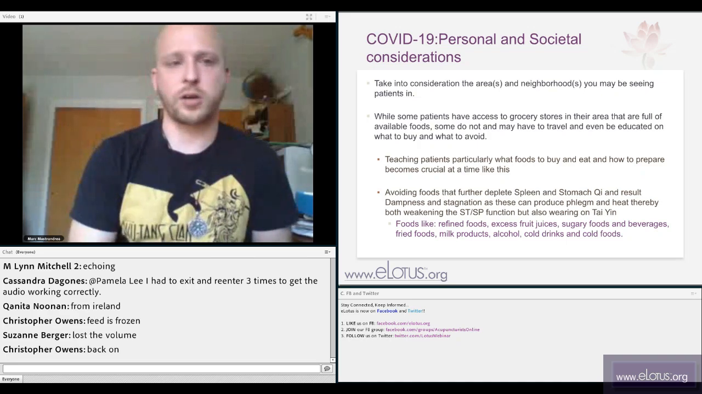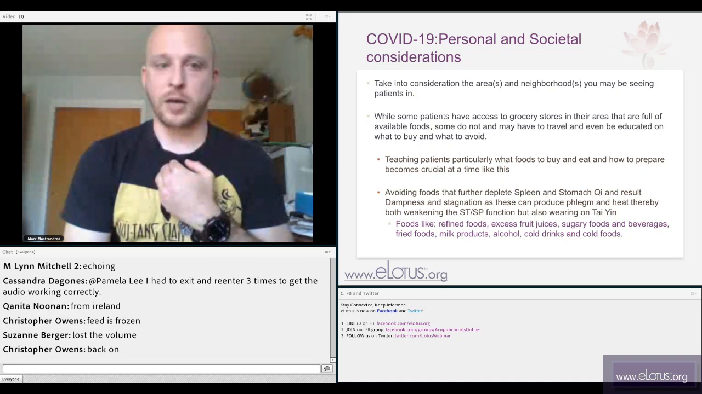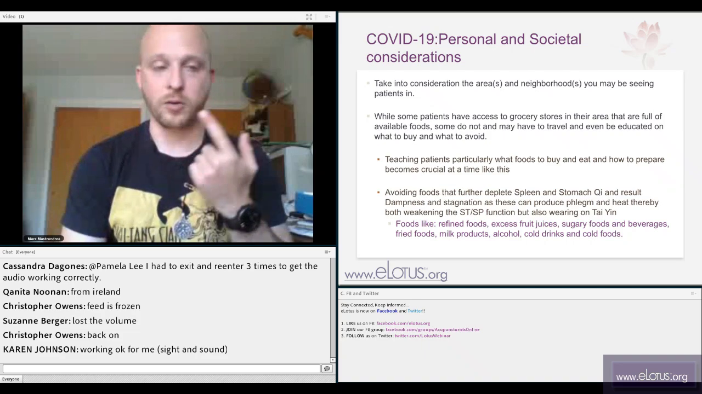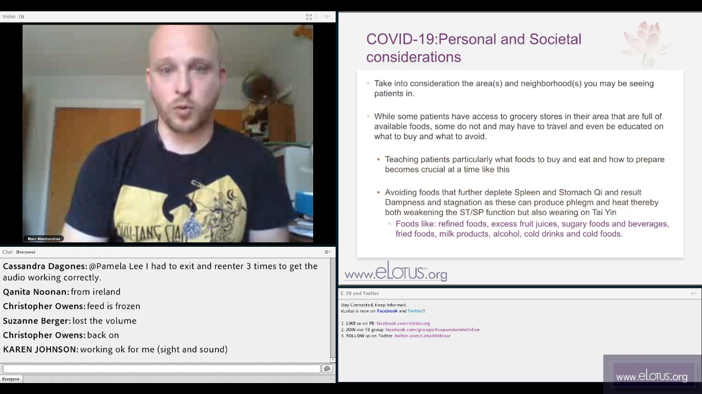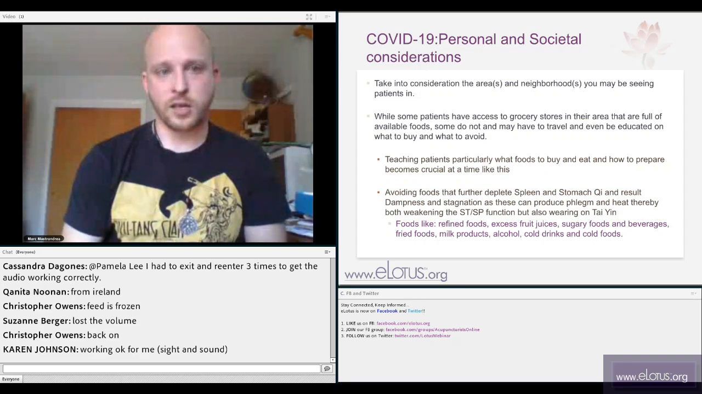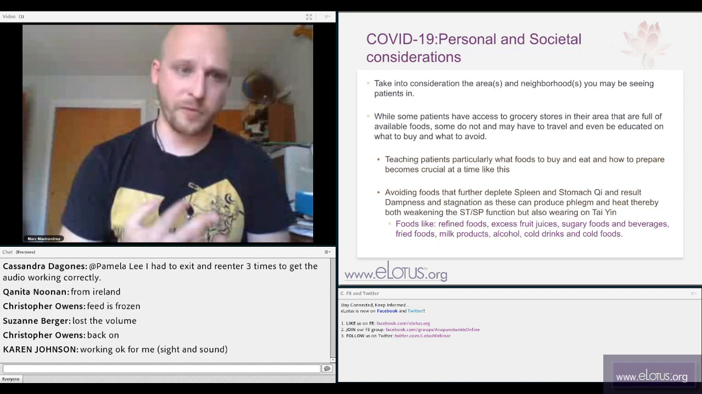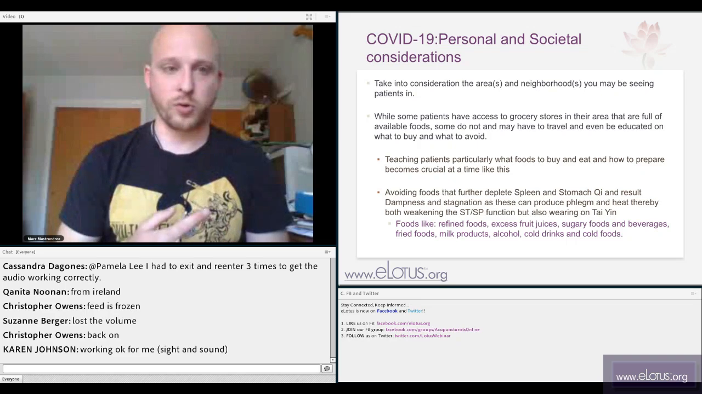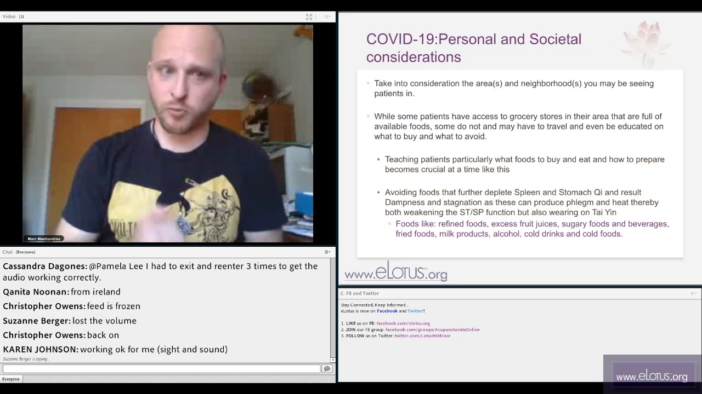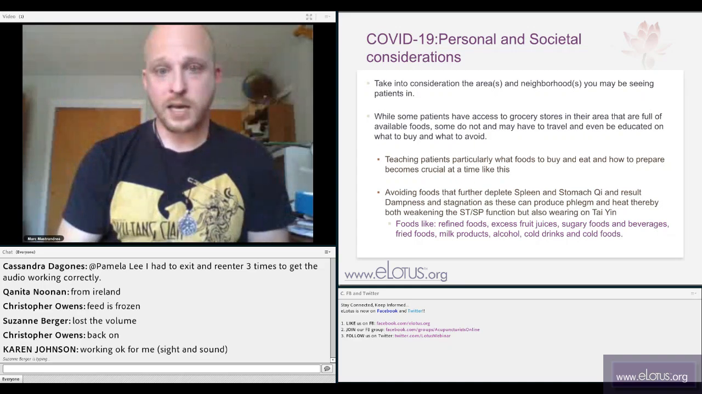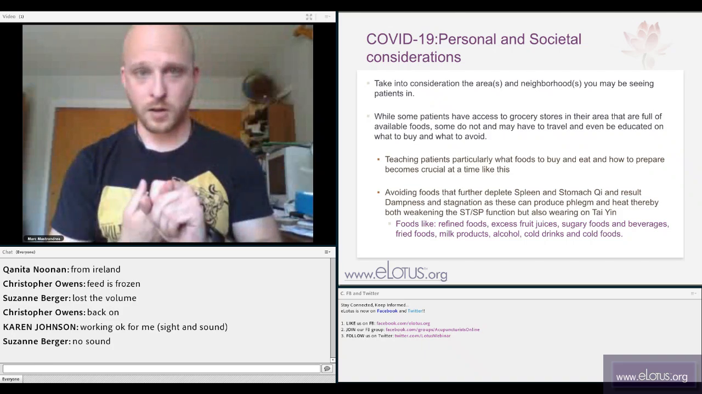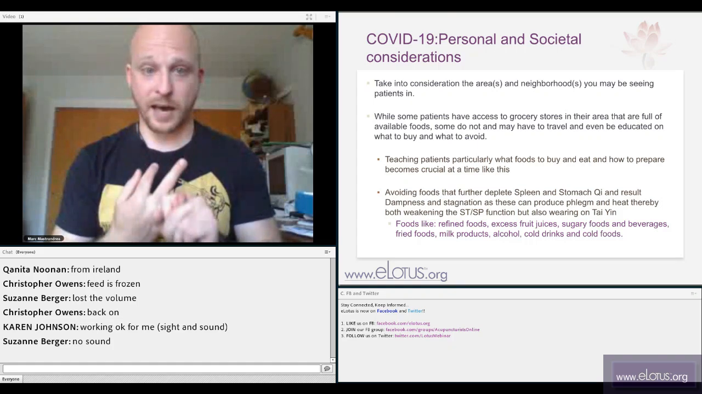Take into consideration the areas and neighborhoods you're going to be seeing people in. They could be low income, they could be neighborhoods with a diverse population, could be Asian, Latino, Black, whatever. And a lot of these people are not going to have access to certain foods, or they're not going to have the education for what food they should eat. A lot of times culturally, some of these foods that people eat tend to be very damp causing. They tend to be very fried, or they tend to be eating things that come from grocery stores that are really no good. So you are going to help educate your patient as to what to avoid and what to buy. It's really, really important, especially for recovery, which we'll go over later. Teaching these patients what to buy, what to eat, and also how to prepare is super crucial to getting through COVID and then recovering as fast as possible.